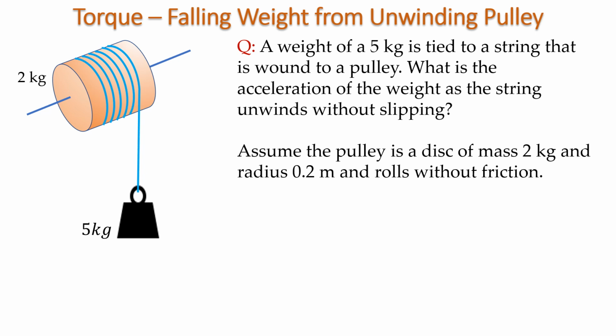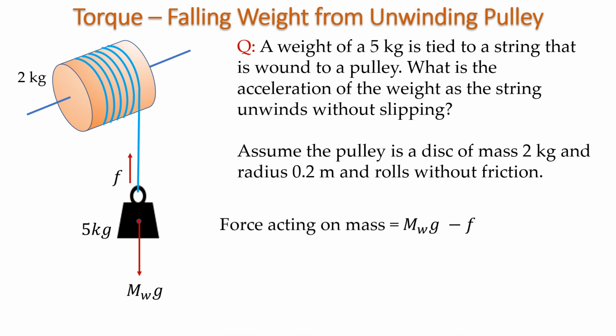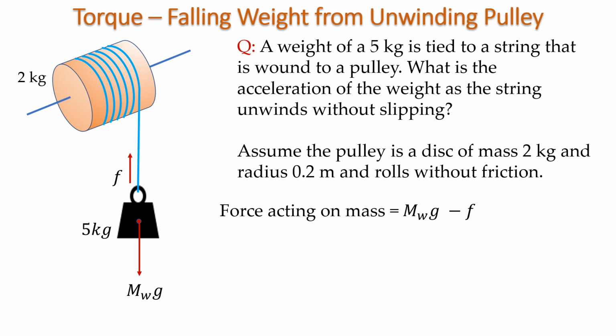Let us draw the forces in red. There is a force of gravity. There is a force of resistance, more like friction, that slows down the fall. The same force, but in opposite direction, will act on the pulley. This is force due to Newton's third law, equal and opposite.